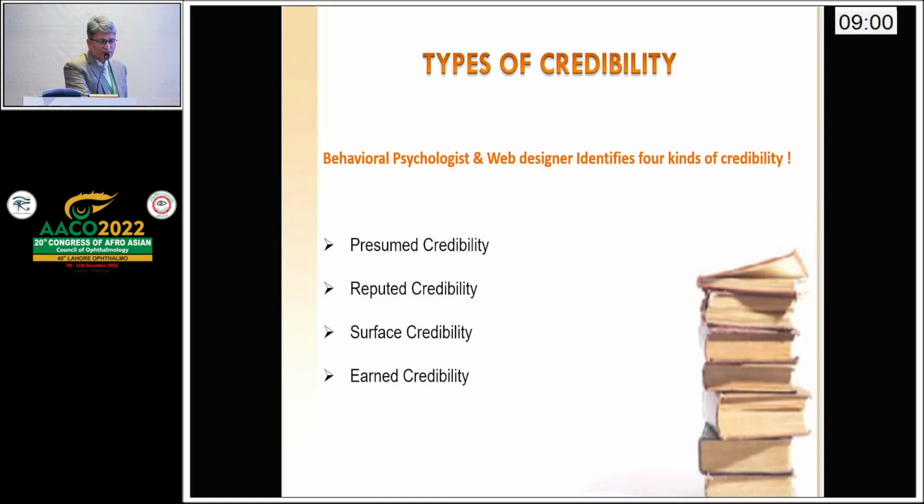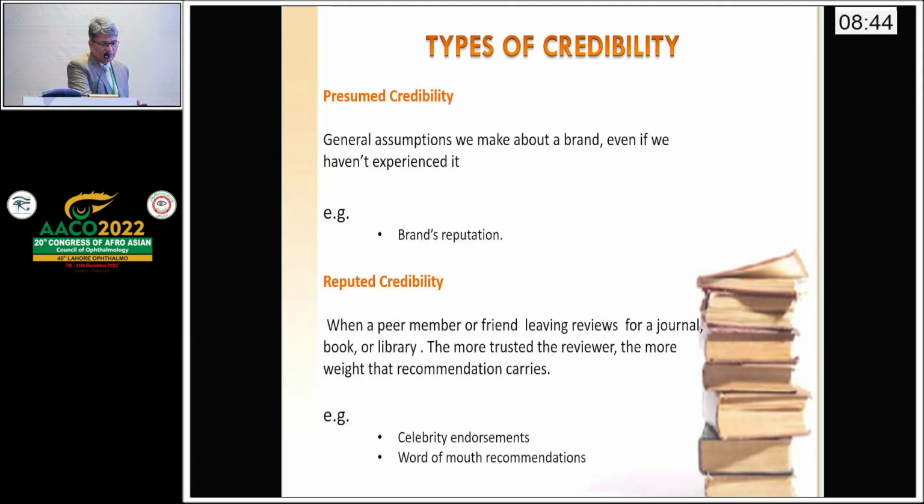So let's learn what the types of credibility are. Behavioral psychologists and web designers have defined four types of credibility: presumed, reputable, surface, and earned credibility. Let's learn one by one. Presumed credibility is a general assumption we make about a brand, even if we haven't experienced it.